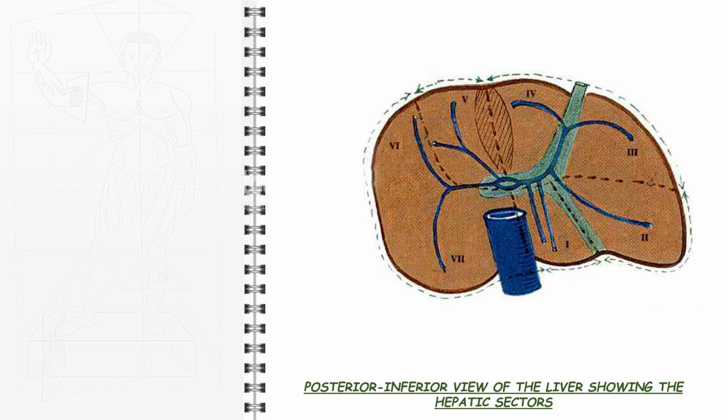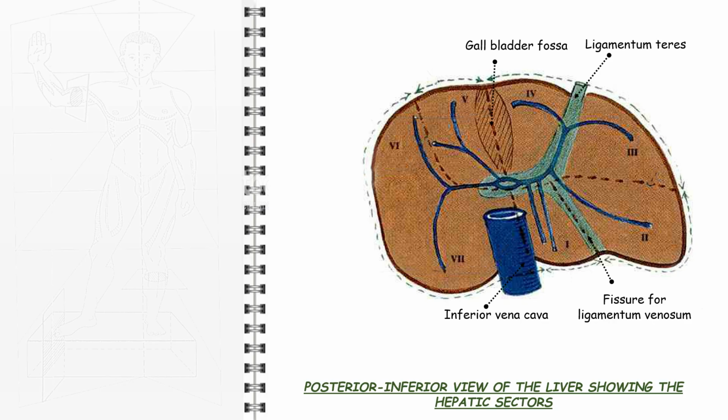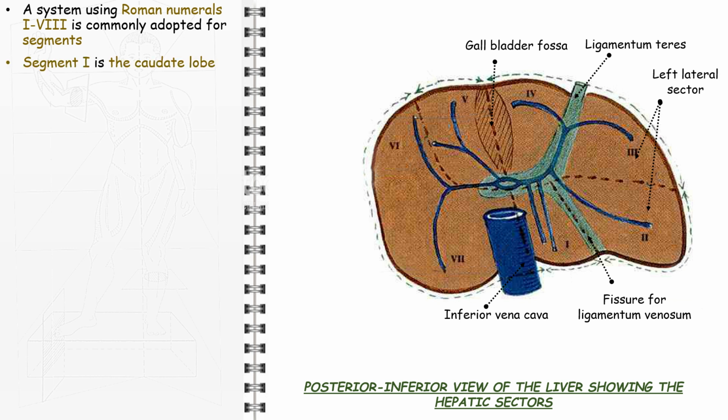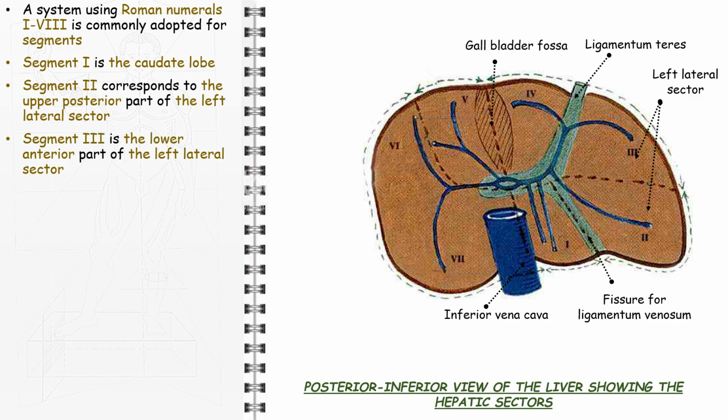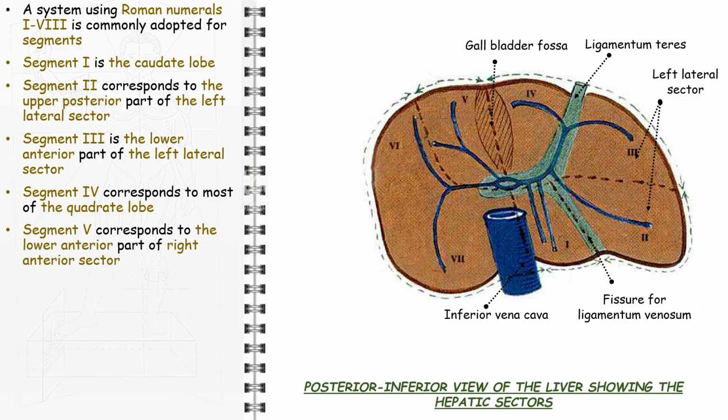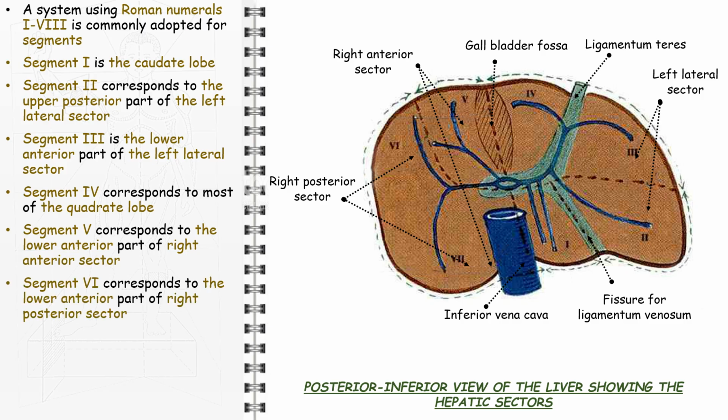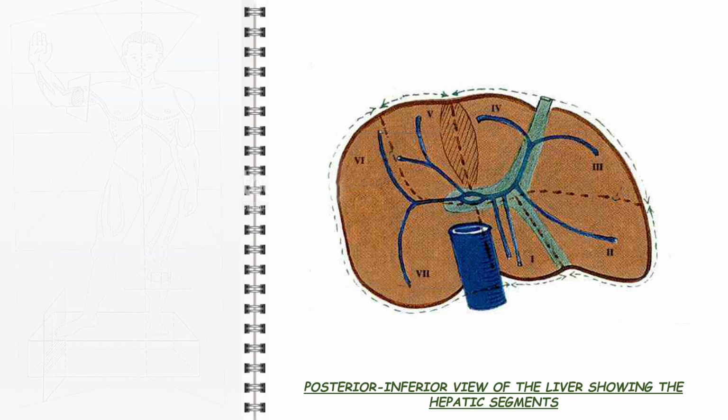A system using Roman numerals 1 to 8 is commonly adopted for segments. Segment 1 is the caudate lobe. Segment 2 corresponds to the upper posterior part of the left lateral sector. Segment 3 is the lower anterior part of the left lateral sector. Segment 4 corresponds to most of the quadrate lobe. Segment 5 corresponds to the lower anterior part of the right anterior sector. Segment 6 corresponds to the lower posterior part of the right posterior sector. Segment 7 corresponds to the upper posterior part of the right posterior sector. Segment 8 corresponds to the upper anterior part of the right anterior sector.